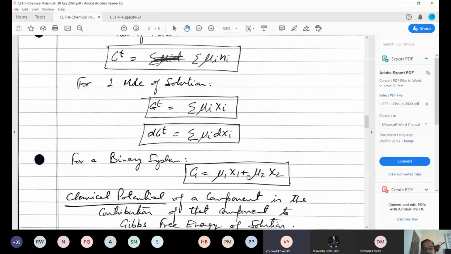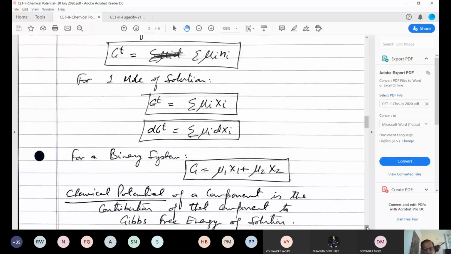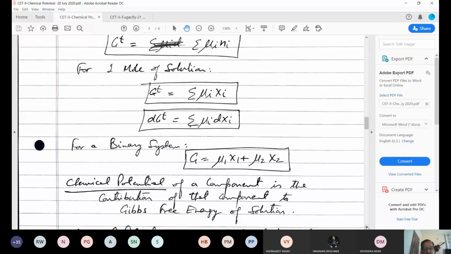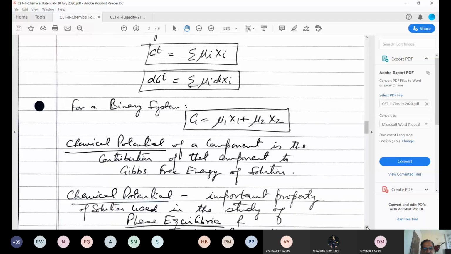Yes, sir. So instead of volume, now we have Gibbs free energy. The Gibbs free energy of a solution, capital G, is equal to mu1, which is the partial molar Gibbs free energy, into x1, plus mu2, which is the partial molar Gibbs free energy of component 2, into x2. Exactly similar to the volume equation. The derivation is exactly similar, there is nothing much in it.